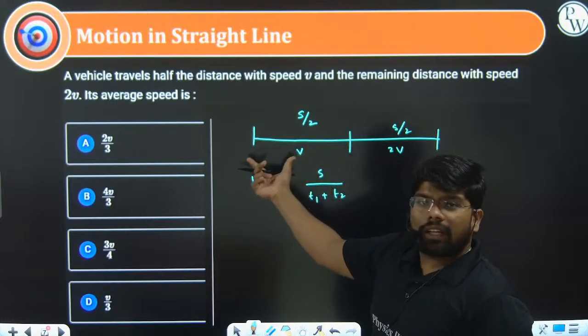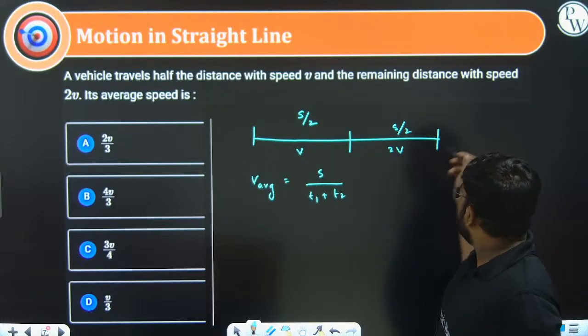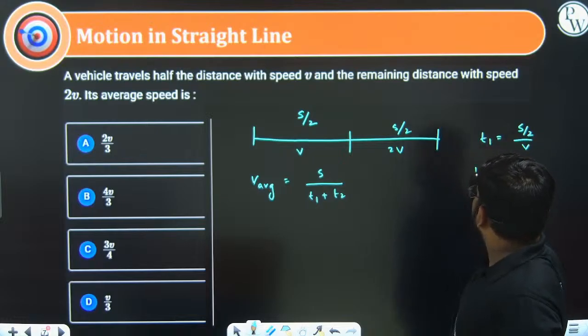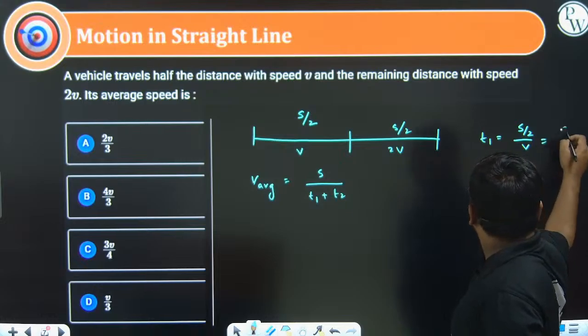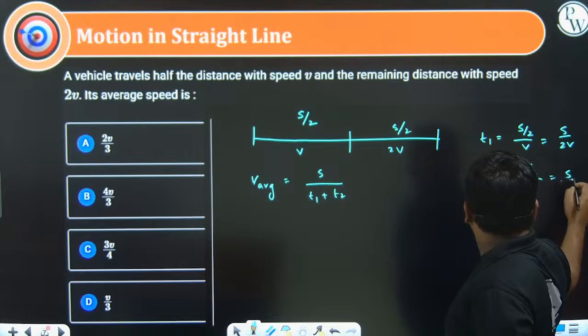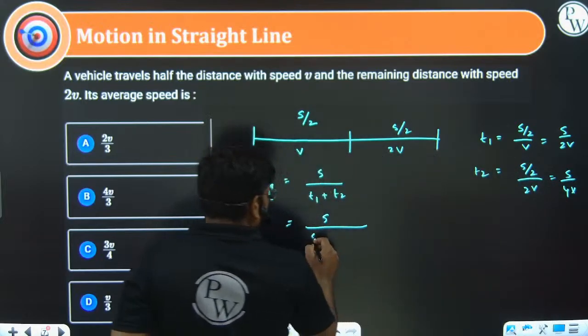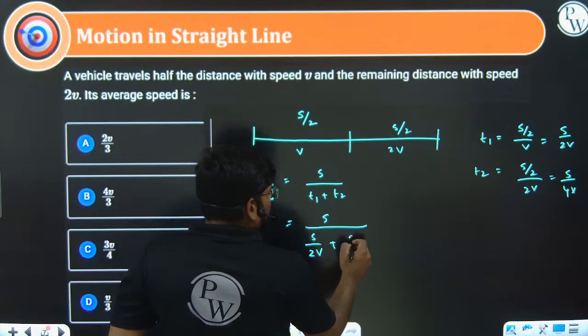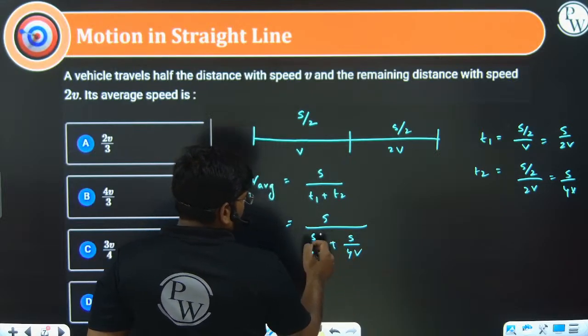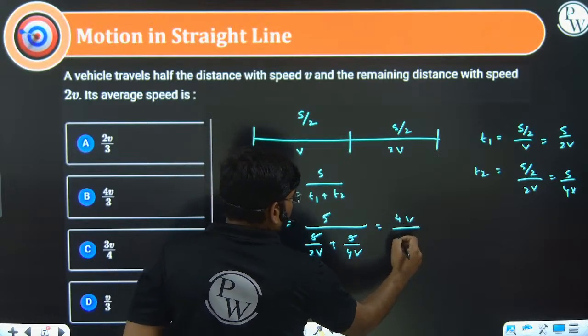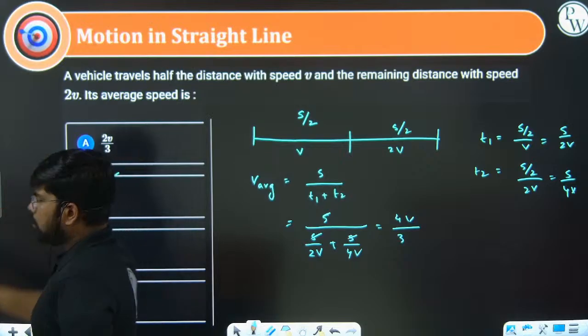How much time does it take here? How much time does it take here? So t1 is equal to, again, distance by speed, and t2 is equal to distance by speed. So this is s by 2v and s by 4v. So that's it. We substitute s by 2v plus s by 4v. So s is common and cancels. So 4v goes to the numerator, 2 plus 1 is 3. So the answer is 4v by 3.